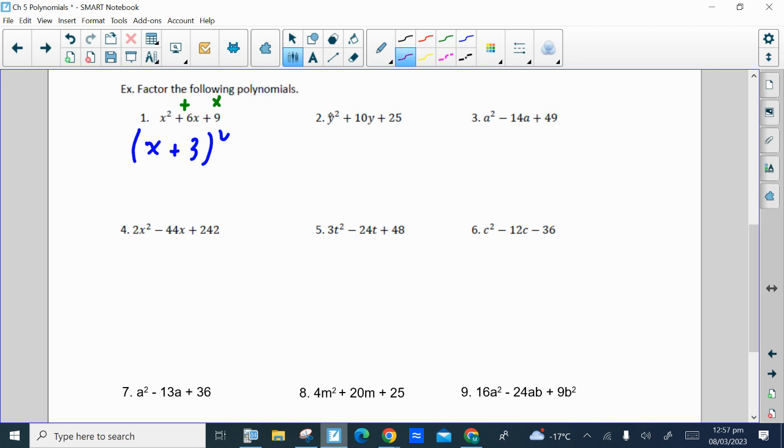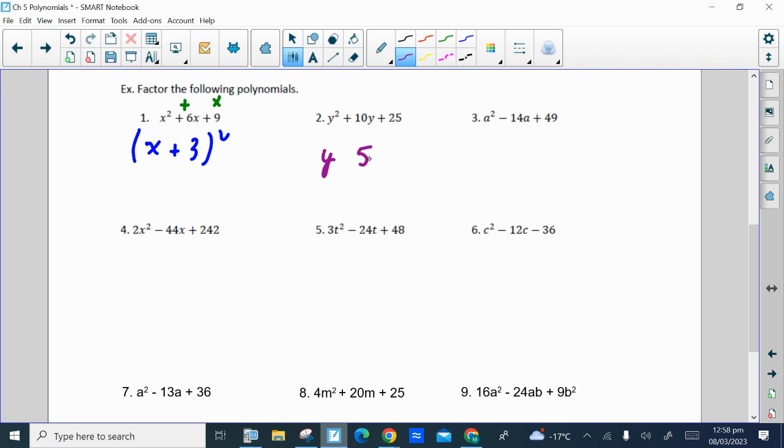Same thing with number 2. If you look at it, you'll recognize that the first and last terms are perfect squares. So it might be a perfect square trinomial. The square root of y squared is y, the square root of 25 is 5. But remember, you need to multiply those together and double, and if it gives you the middle term, then it is a perfect square trinomial.